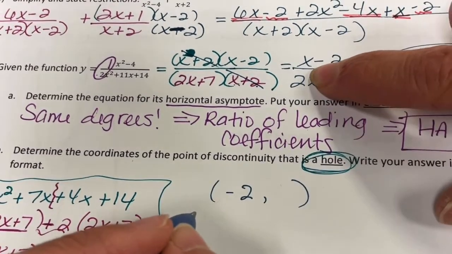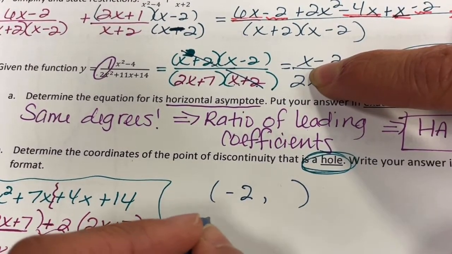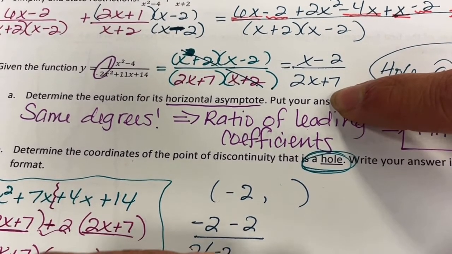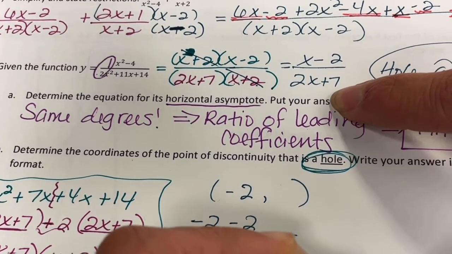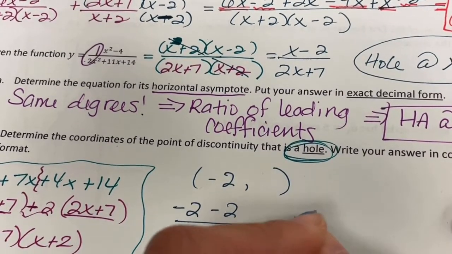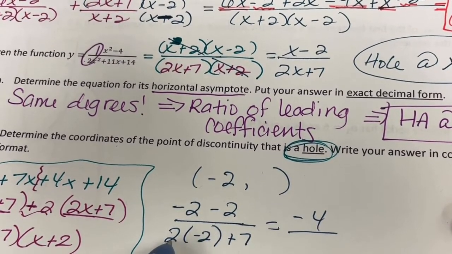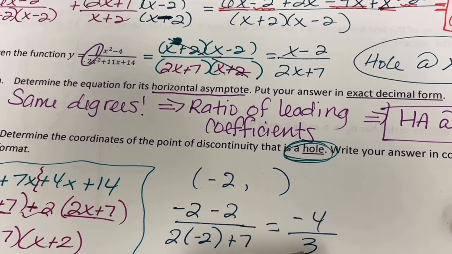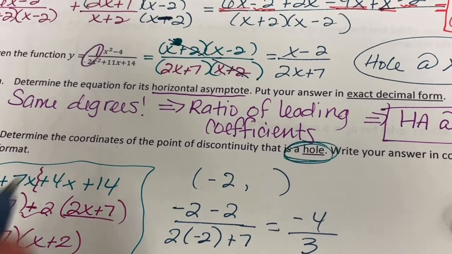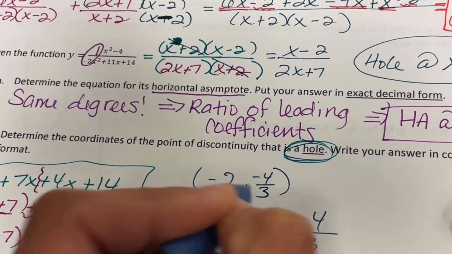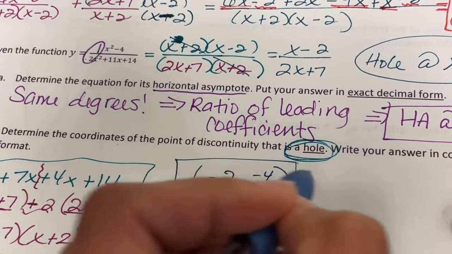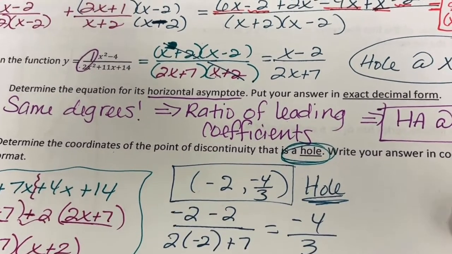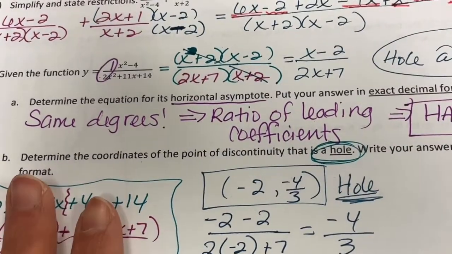So I'm replacing the x's with a -2. So -2 minus 2 over 2 times -2 plus 7. And I'm going to get -4 over 2 times -2 is -4. -4 plus 7 is 3. So -4/3 is the y value. And there's my hole. That was 6.